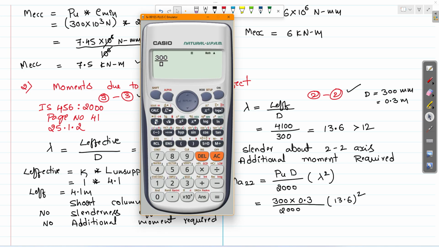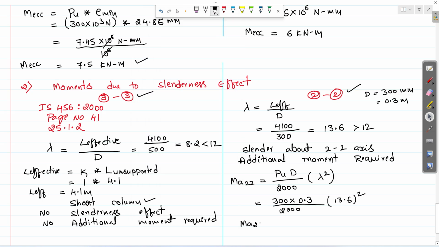so PU 300 multiplied by 0.3 divided by 2000 multiplied by 13.6 square. So your additional moment is 8.32. So MA22 additional moment is 8.32 kilonewton meter. So here about 3 axis no slenderness effect, no additional moment is required. So here about 2 additional moment is required. Okay.